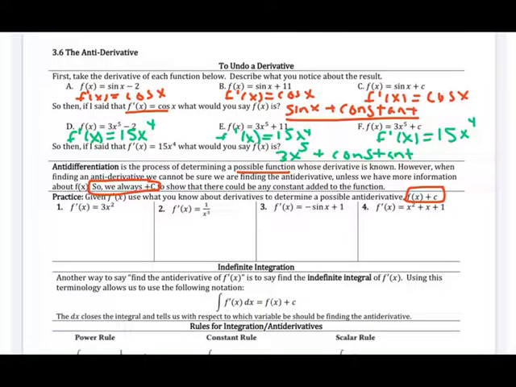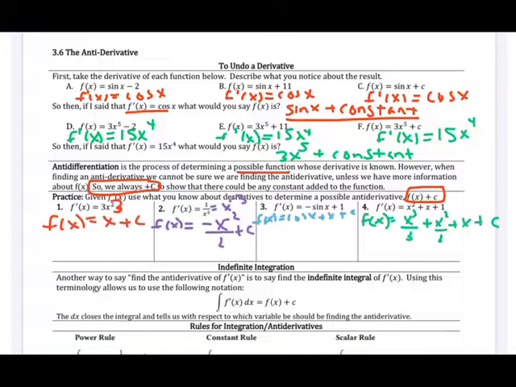So for these first 4 problems, we are given the derivative, and I want you to think about the rules that we know, the power rule, the derivatives of sine and cosine. Think about those things to try and work backwards to get back to the original function. So go ahead and pause the video and see if you can get back to the original function, working backwards.